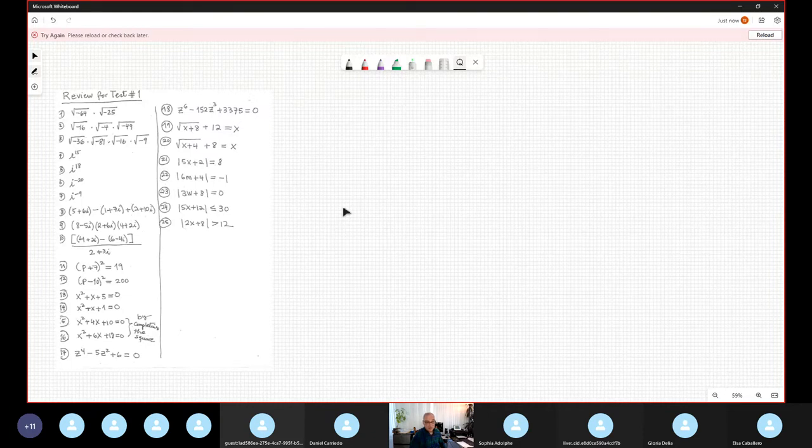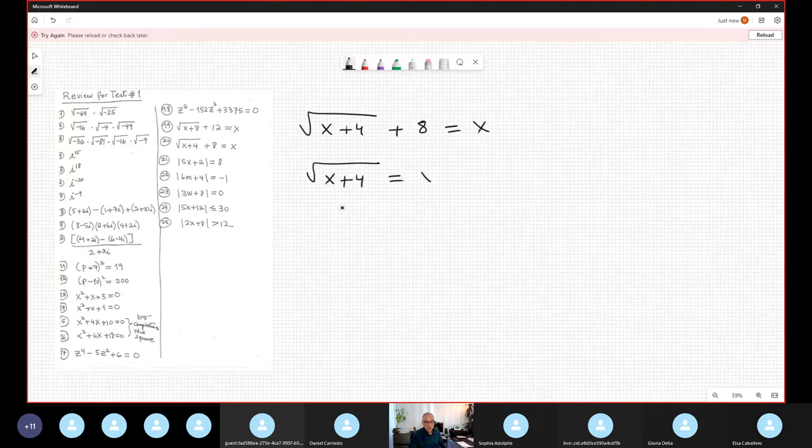But this is easy. Okay, one more radical equation: square root of x plus 4, plus 8 outside the radical, equals x. It's similar. You isolate the radical. Step number one. Step number two, square. Squaring allows me to destroy this radical.